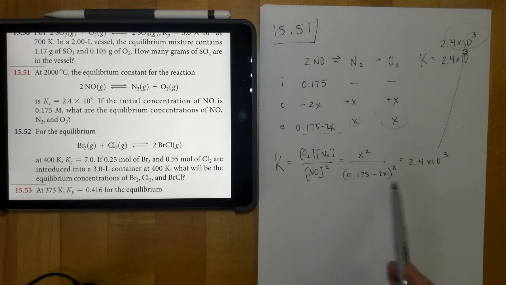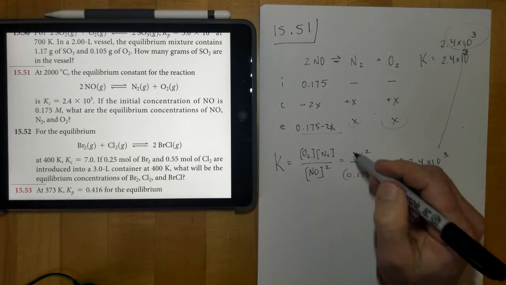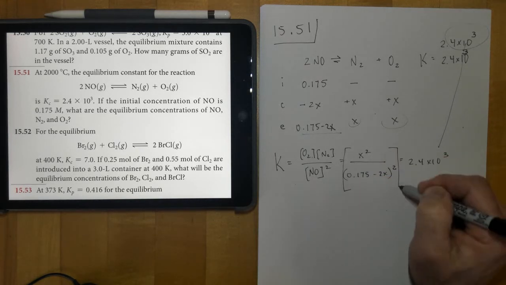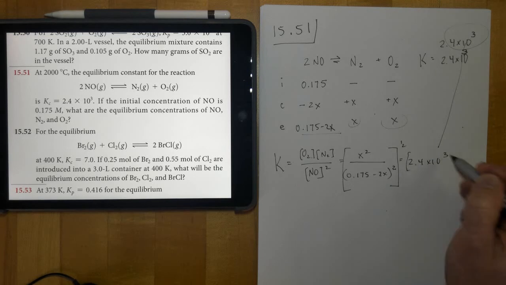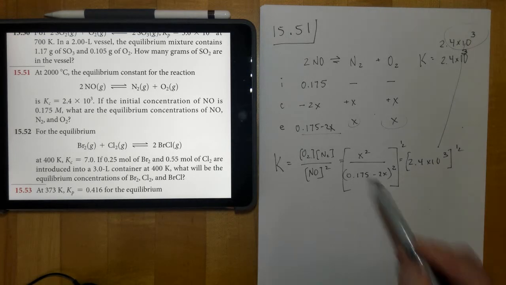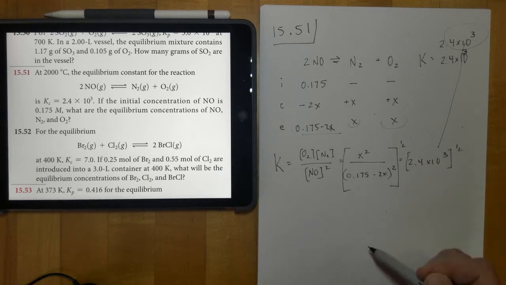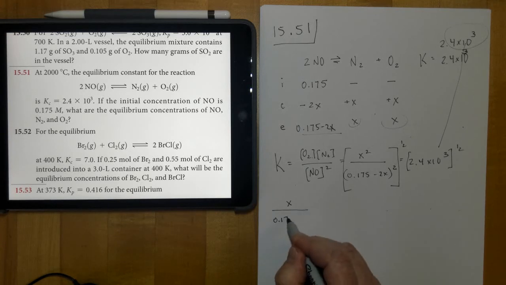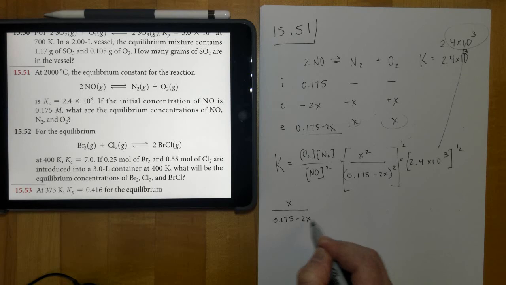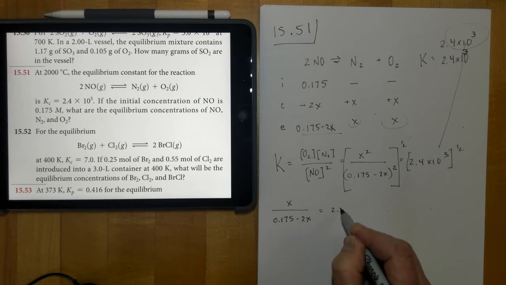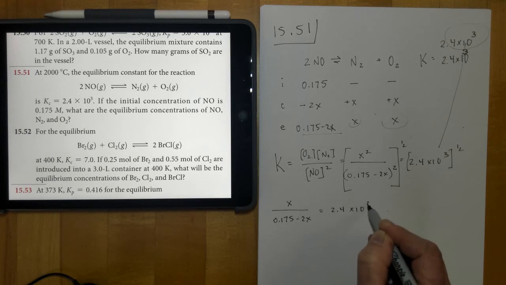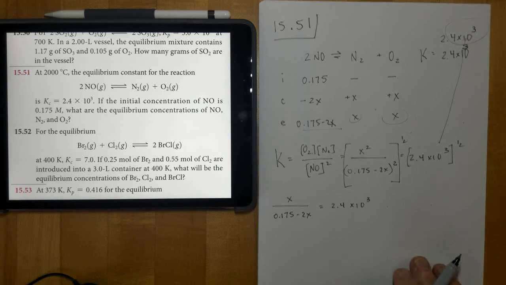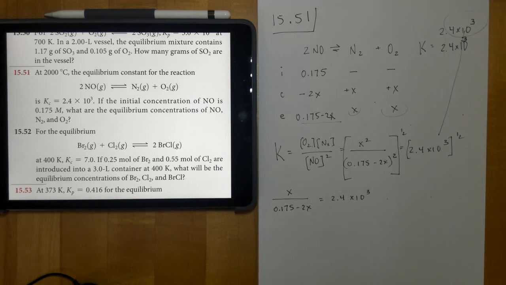So it looks like we have to FOIL this, but there's a trick. We could actually just take this whole thing, raise it to the 1/2 power, if we take this side and raise it to the 1/2 power, or in effect square root both sides, because now my squares go away and I just have to find the square root of this number, and now x over 0.175 minus 2x is equal to 2.4 times 10 to the third, and now I just have some algebra to do rather than the quadratic equation to finish.